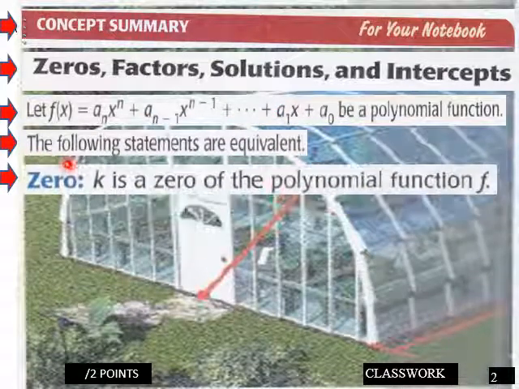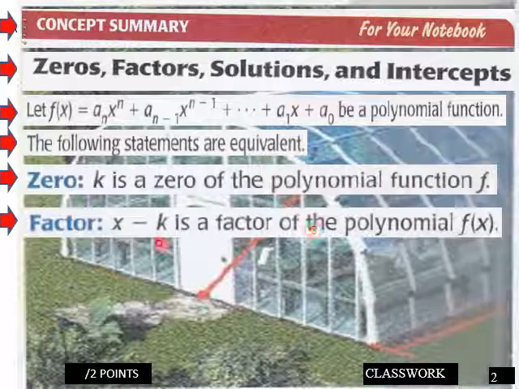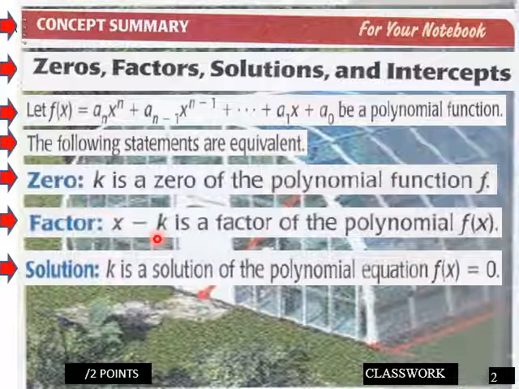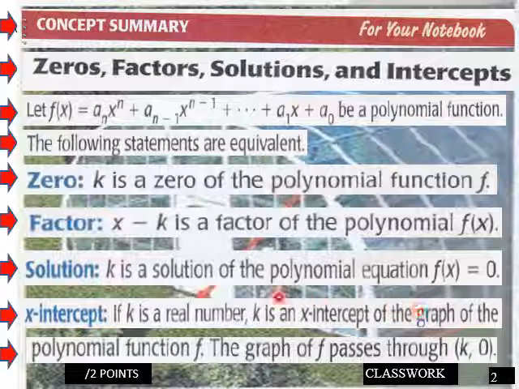The following statements are equivalent here. Zero: k is a zero of the polynomial function f. Factor: x minus k is a factor of the polynomial f of x. Solution: k is a solution of the polynomial equation f of x equals 0. X-intercept: if k is a real number, k is an x-intercept of the graph of the polynomial function. The graph of f passes through (k, 0). So these are part of the zero factor theorem of polynomials.